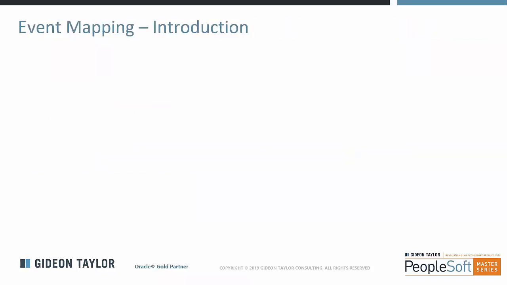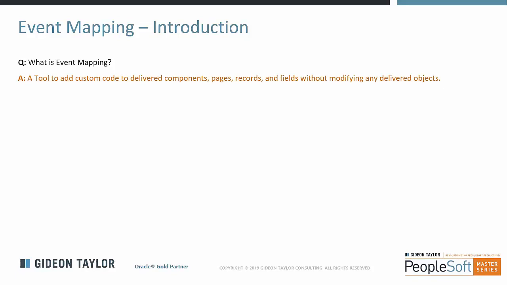That's it. You bet. Okay, third tool, event mapping. So event mapping is a tool to add custom code. We've had a tool to add custom fields. We've had a tool to modify the behavior of delivered fields. This is a tool to add custom code, and to do so without modifying delivered objects.